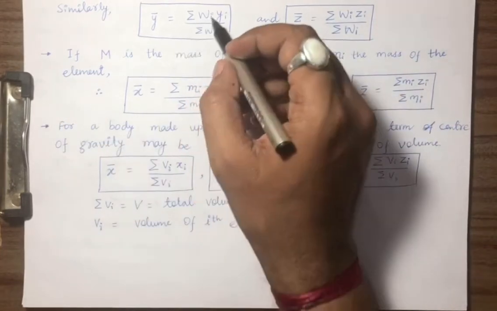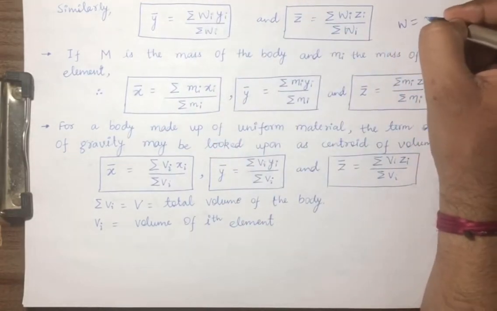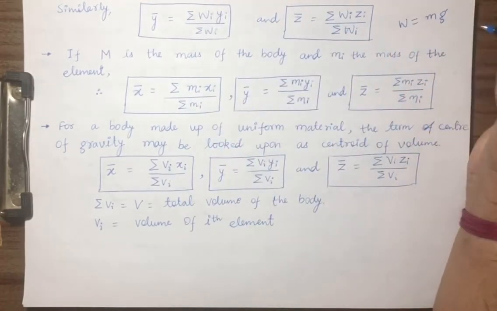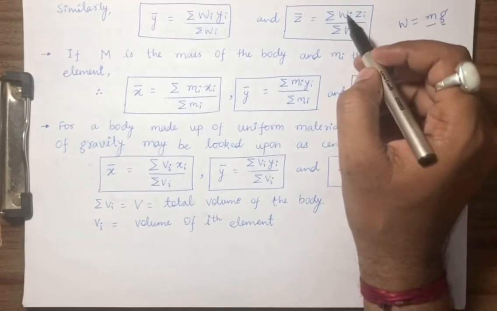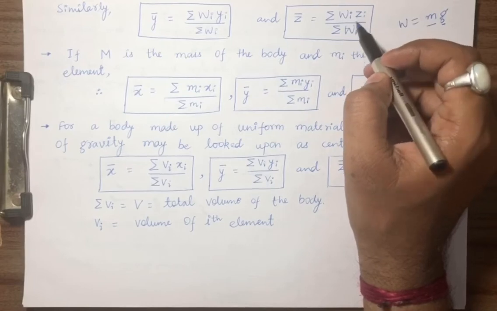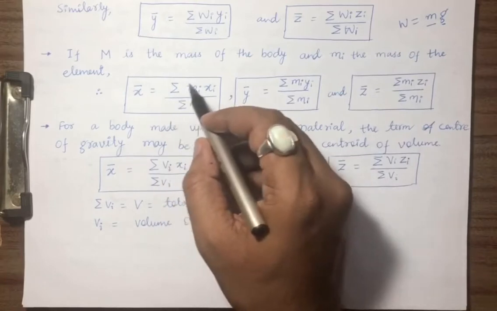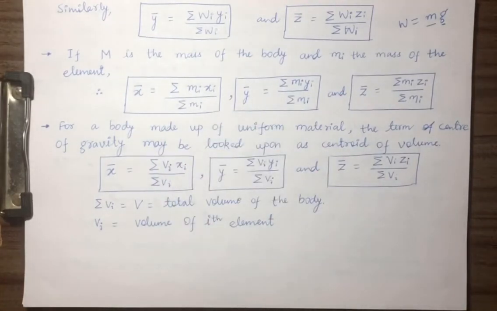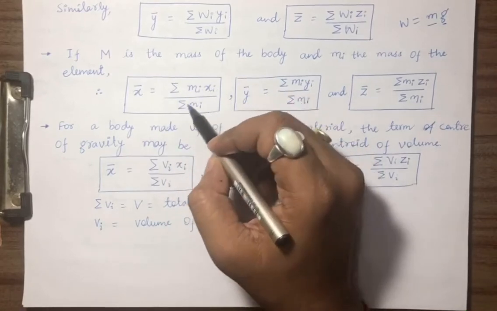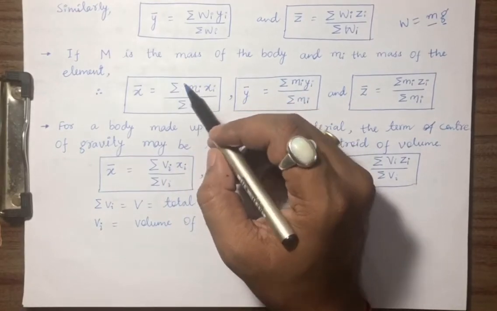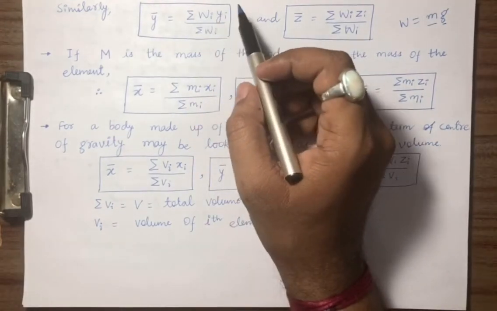So it is nothing but only weight. What is weight? Weight is mass into gravity. So this gravity is constant. If we replace wi as mi g, what is going to happen? g gets cancelled out, and we can get x bar, y bar, z bar in terms of mass. So x bar will be equal to summation mi xi upon summation mi. What is mi? The mass of the ith element. What was wi? The weight of the ith element.